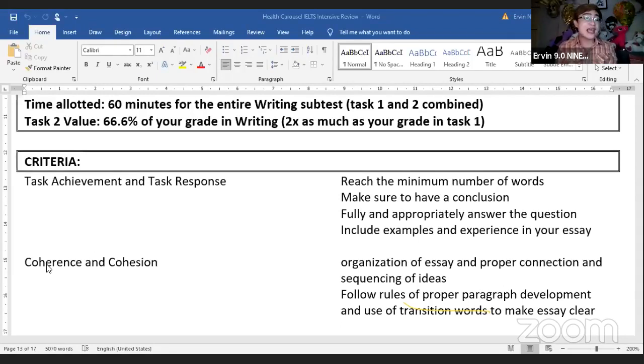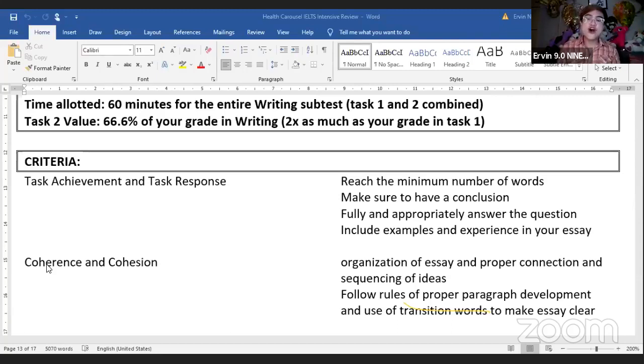Earlier, I gave you an idea that for task response, our national average is 6.0. What about coherence and cohesion? Our national average this time is 6.1. Notice it's a little better compared to the first criterion. But if you're targeting 6.5 or 7, that national average is still nowhere near.